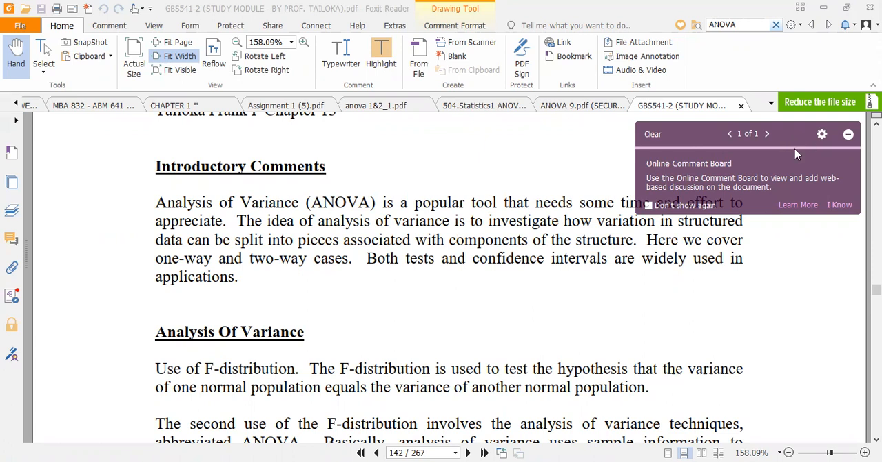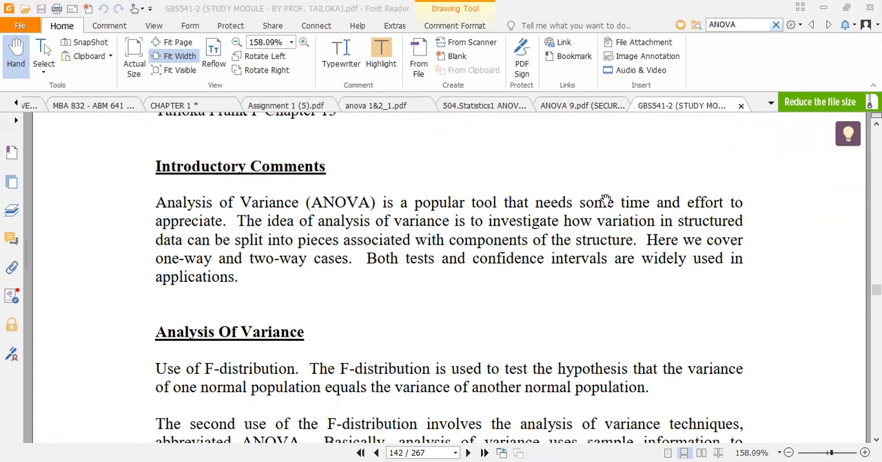So analysis of variance, popularly known as ANOVA, is a popular tool that is used to investigate how the variations between 3 and more means are found. So ANOVA is very important because it is used to test the differences that exist between 3 and above means.